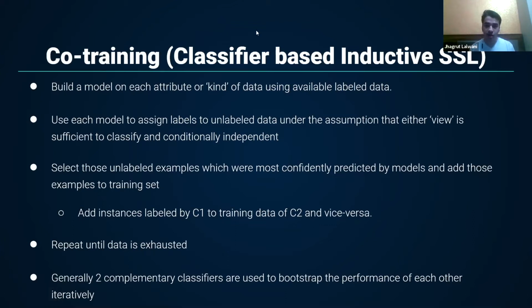Now we select those unlabeled data which were most confidently predicted by these models and add those to the training data. That is, we add instances labeled by classifier C1. Here we are using two classifiers, just for an example. So we add instances labeled by the classifier C1 to the training data of classifier C2 and vice versa. We repeat the process until the data is exhausted. And as mentioned, we generally use two complementary classifiers which are used to bootstrap the performance of each other iteratively.